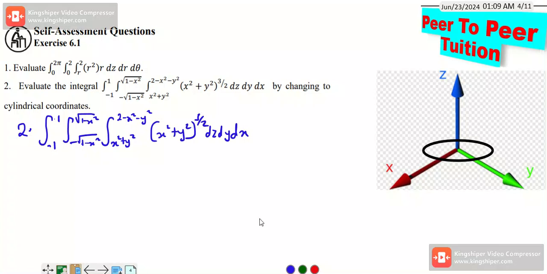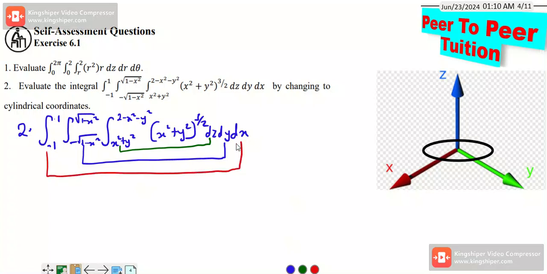So here we must note that this is for z, this is for y, this is for y, then this is for x.